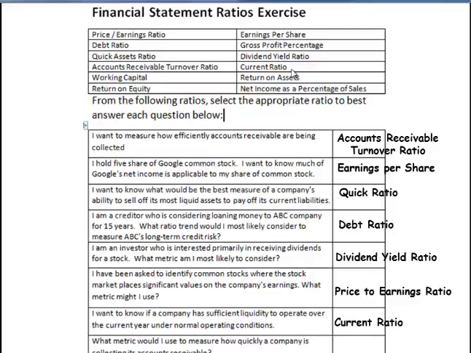But also, you could use working capital, because working capital is the current assets over the current liabilities. The current ratio is simply the ratio of the current assets over current liabilities. So either of these measures or metrics would work. And the last item here is kind of a duplicate of one of our other calculations. But what metric would I use to measure how quickly a company is collecting its accounts receivable? And again, that would be the accounts receivable turnover ratio.